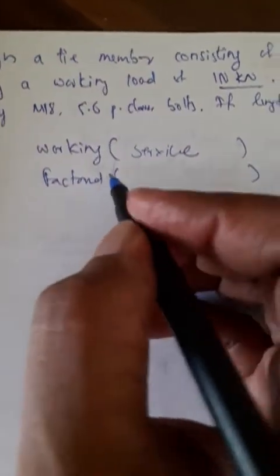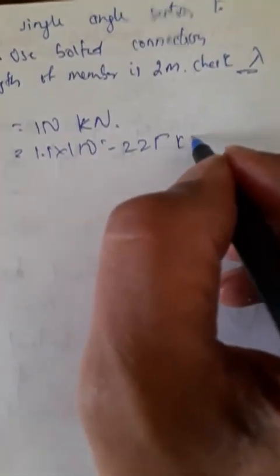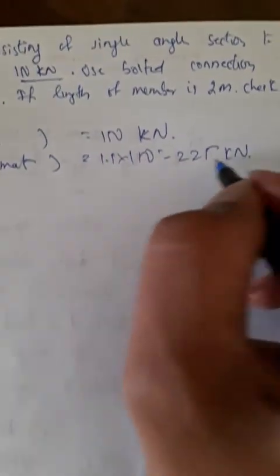Next, factored load or ultimate load. Again, both mean the same. So 1.5 into 150, you have the value 225 kilonewtons. So you have to design for 225 kilonewton load.